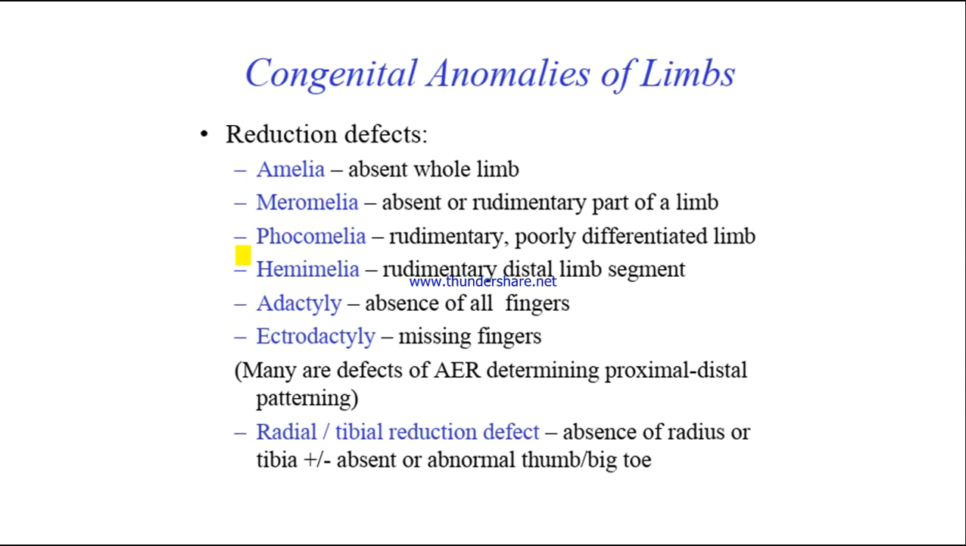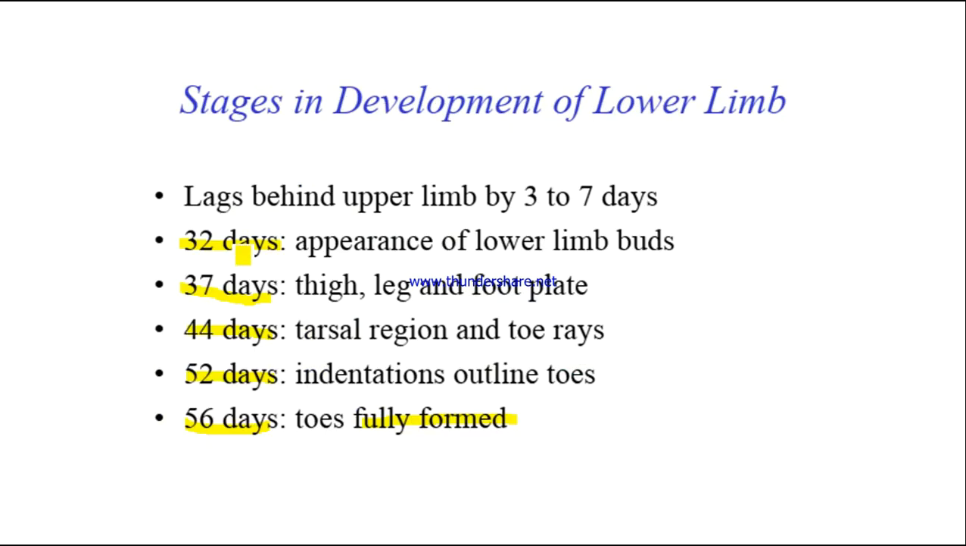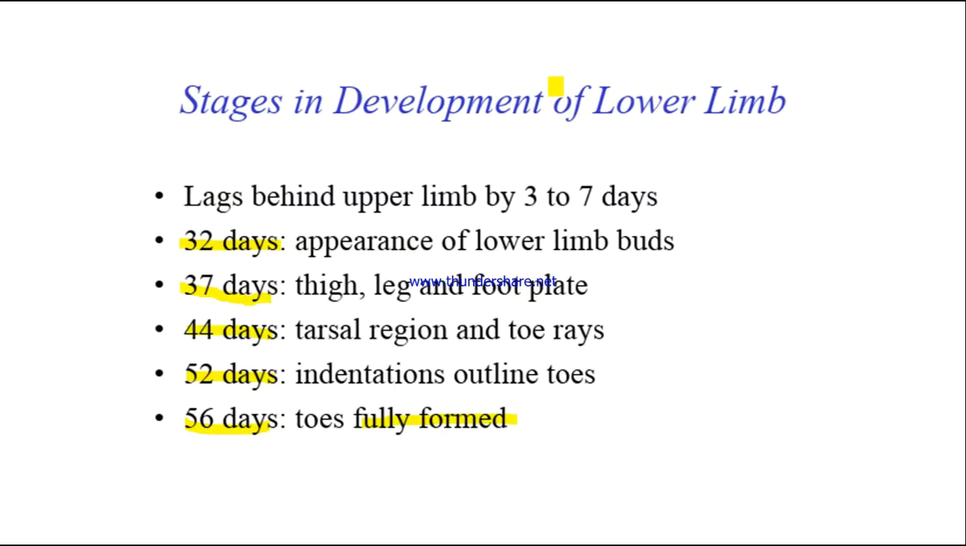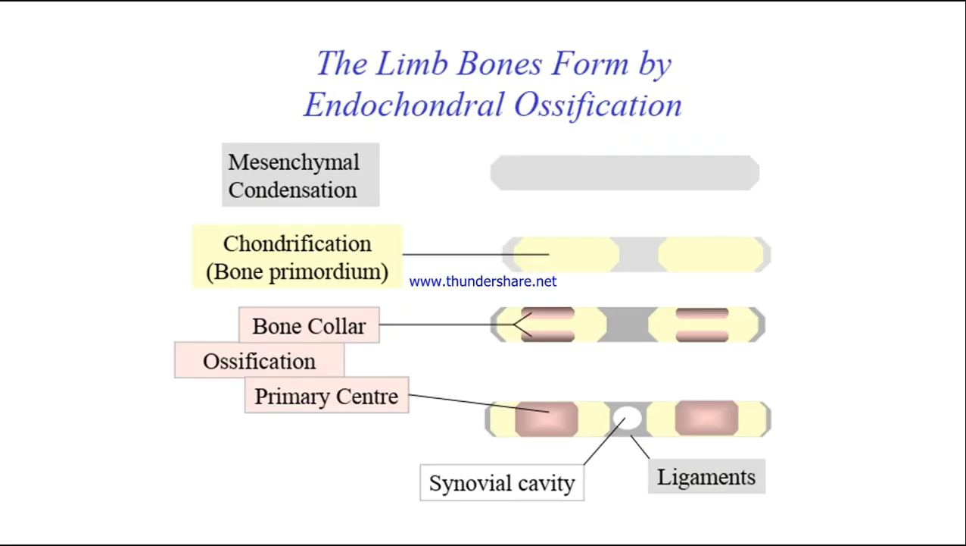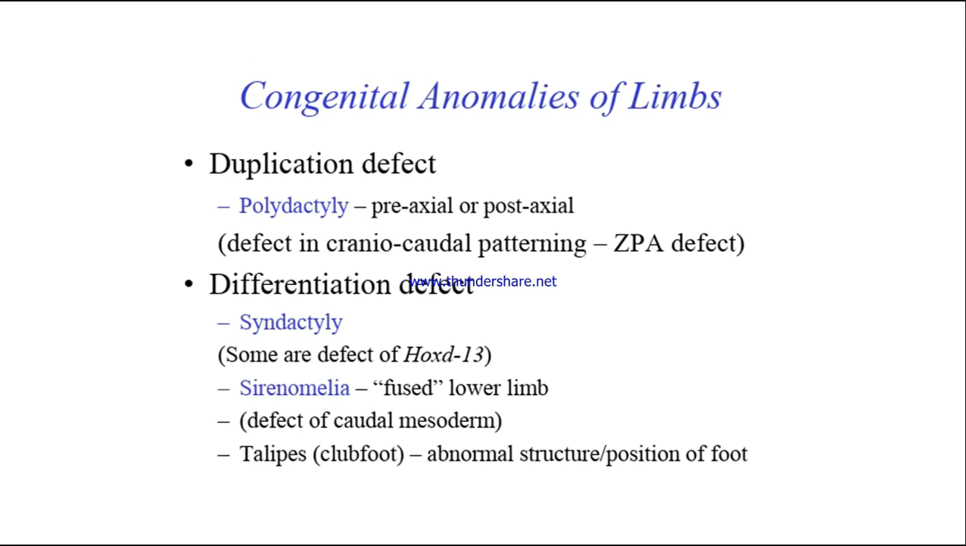So it's very important, if we just jump back a few slides, that through our understanding of the stages in development of the upper and lower limb periods, times, we can start to consider some of these abnormalities, why things have not formed.